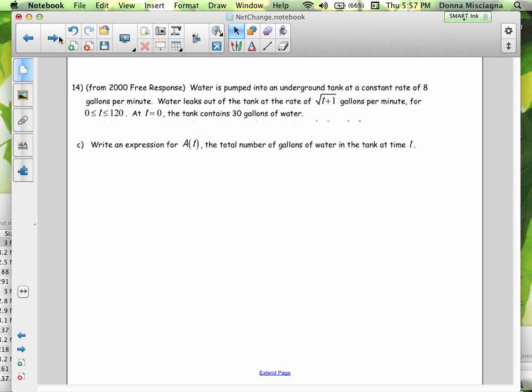All right, water is pumped into an underground tank at a constant rate of 8 gallons per minute. Water leaks out of the tank at a rate of the square root of t plus 1 gallons per minute for 0 to 120 minutes, same question, by the way.